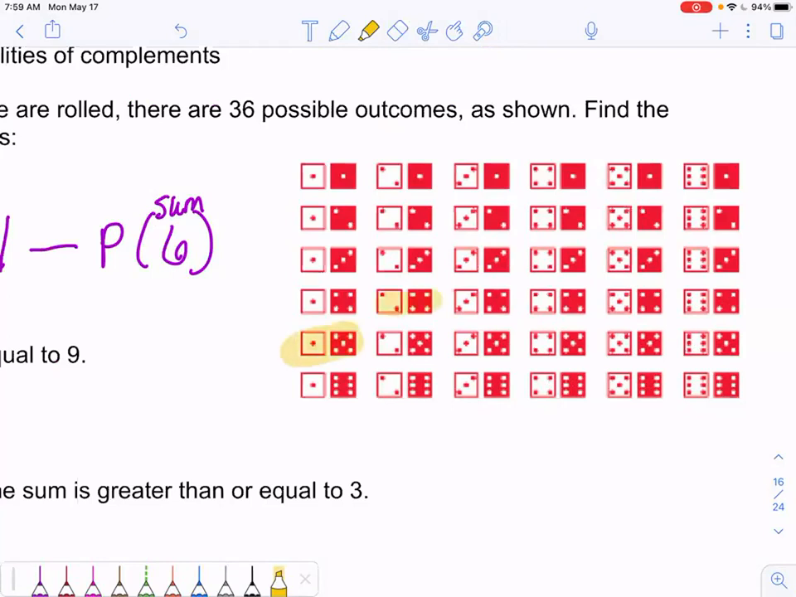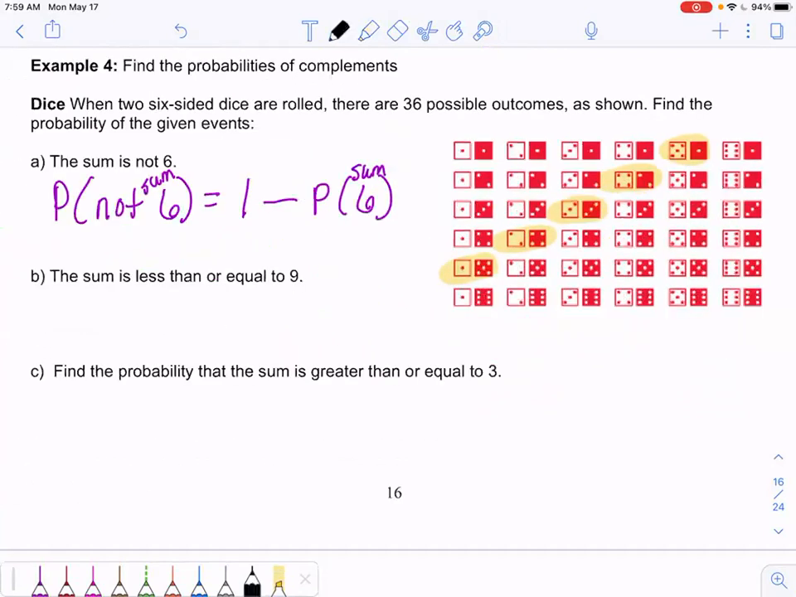Yeah, so 1, 6, 2, 4, 6, 6, 4, 2, 5, 1. Notice they're in a little diagonal as well. So she said that would be 5. So we're taking 1 minus 5 out of 36, because the rest of them don't add to be 6. And that's what we're trying to find, the probability that the sum is not 6.